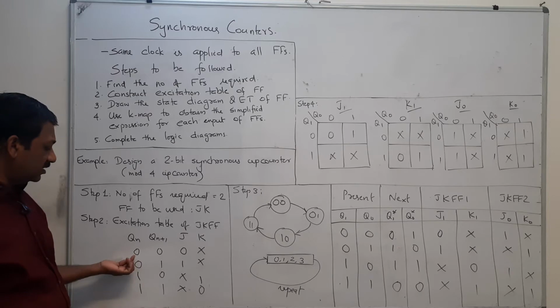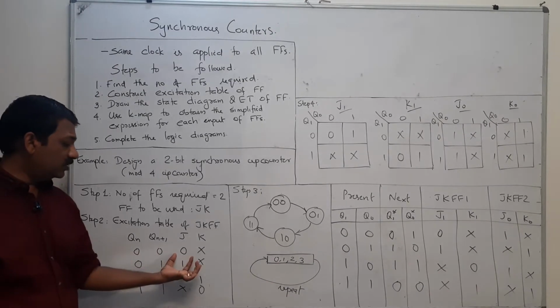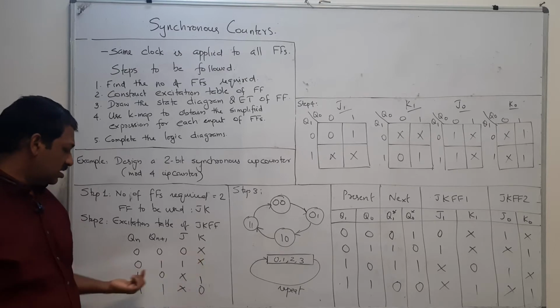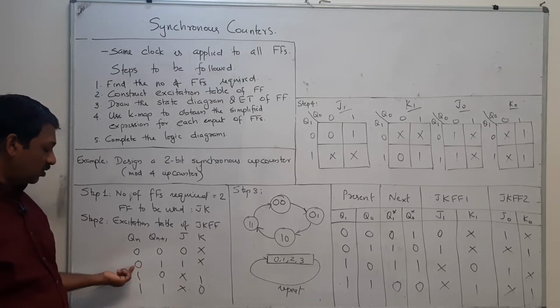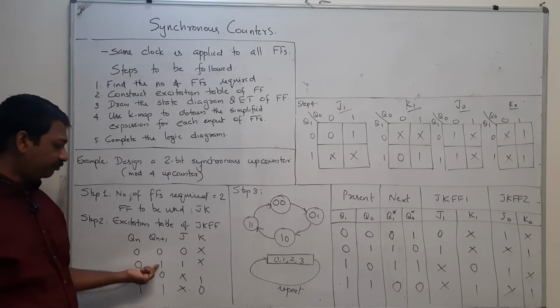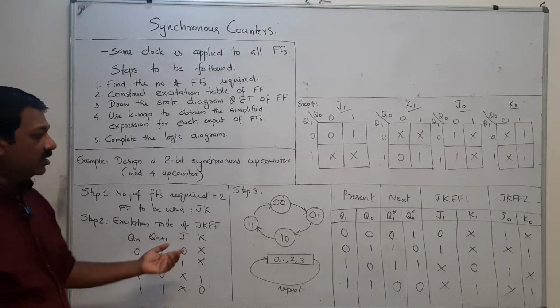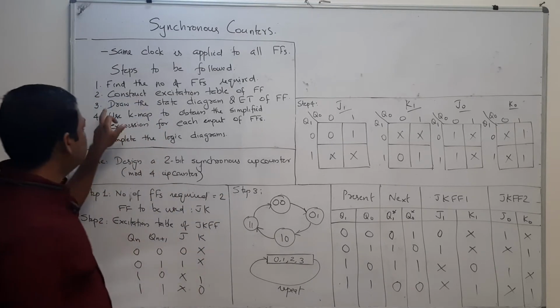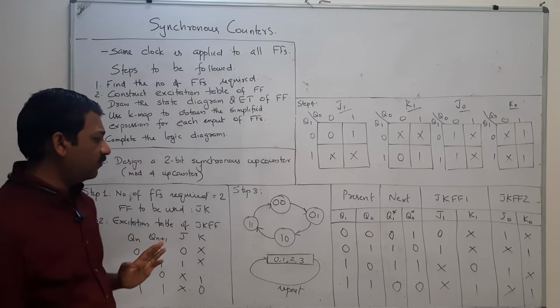If the current state is 0, then the next state has to be 0, and the input has to be 0x. If it goes from 0 to 1, that means the previous value of Q is 0 and the next state has to be 1, then you have to give 1x, and like that. Okay, so this is step 3: draw the state diagram and excitation table of the flip flop.